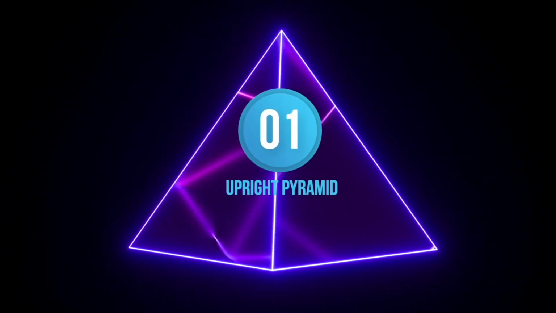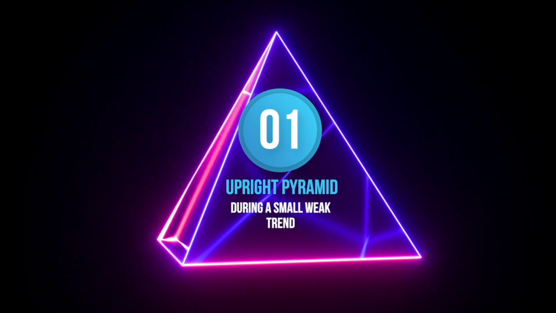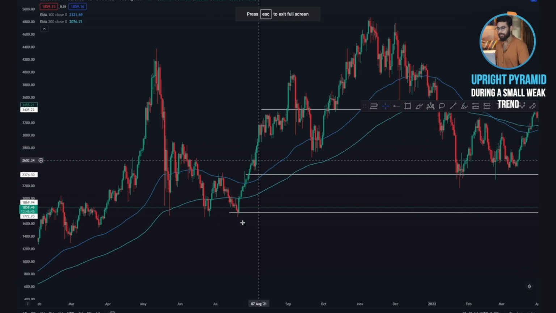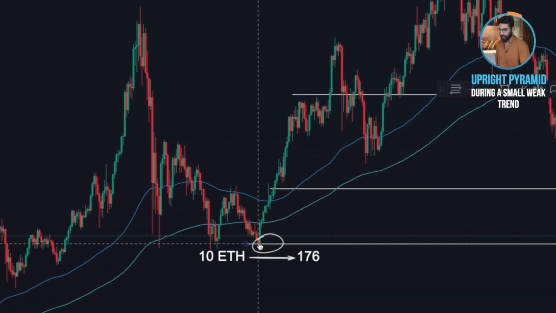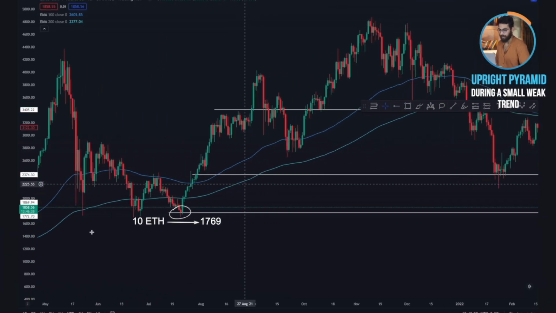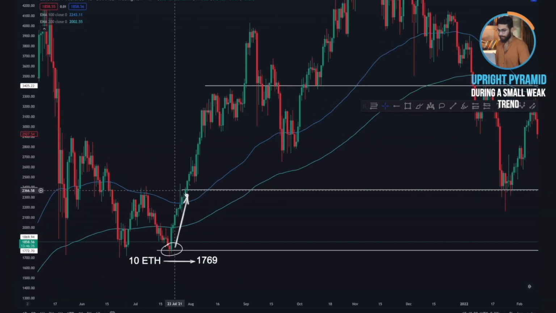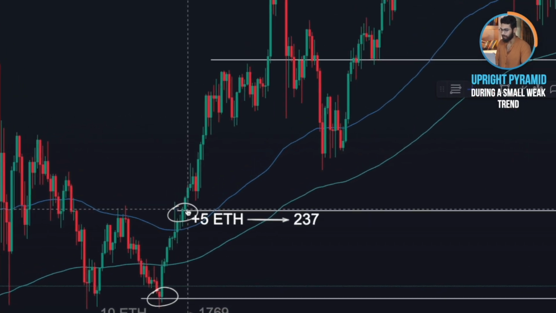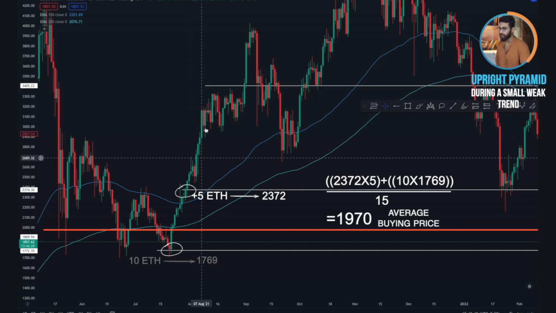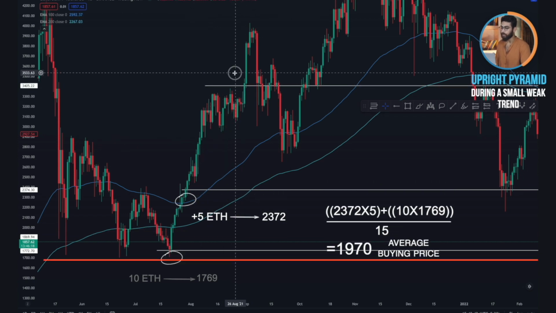This type of technique is used when the trend is going to be small and the strength of the trend is weak. So let us try to understand this on this chart in this example. Let's assume that you bought 10 Ethereum at the price of 1769. And you waited for the price to move in your direction and confirm the trend. Now the price did that, and again a buy signal appeared and you decided to add some more ETH, or Ethereum, to your existing trade. So you added 5 Ethereum at 2372 and your average buying price is 1970, which again is well below our support area. Now again the price moved up and we got another signal.